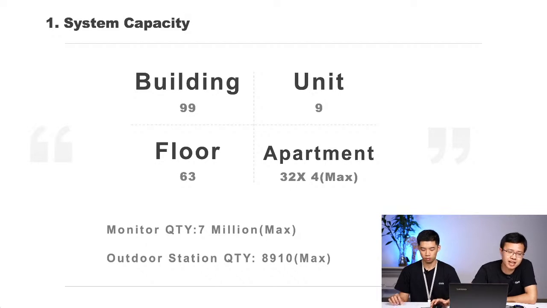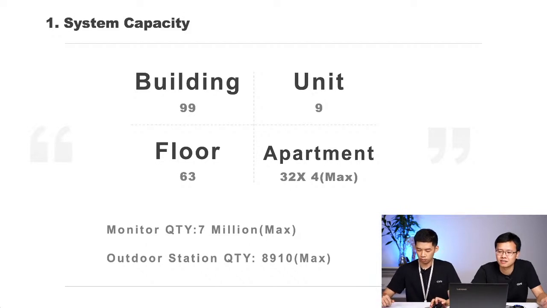You can imagine that by multiplying this quantity, the monitors will reach 7 million. It is a very big community that contains 6 million apartments. And also you can see that each apartment can allow 4 monitors.